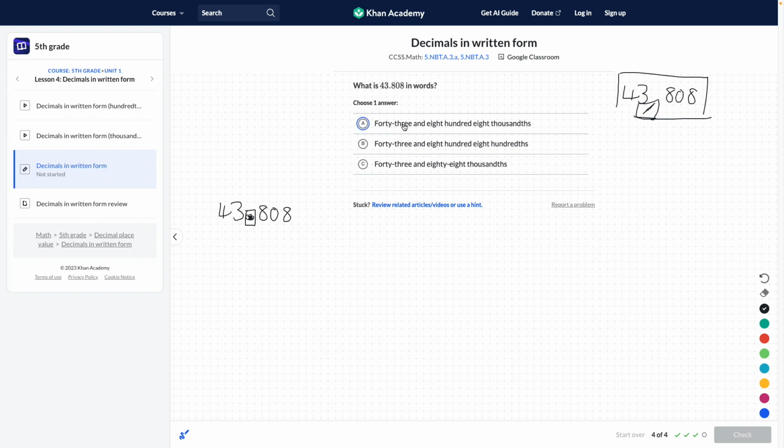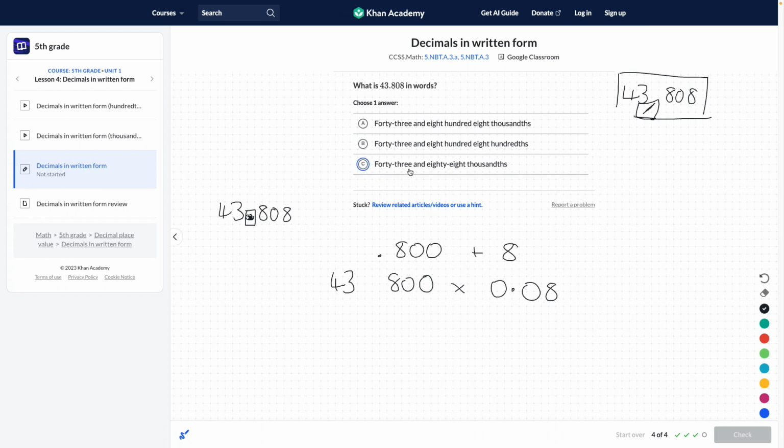So we have 43 and 808 thousandths. So 800 plus 8 thousandths, because it's decimals. So what have we got here? 43 and 808 hundredths. Well, that's confusing, and 800, so 800 800ths. It says 800 times this. Well, that's not correct.